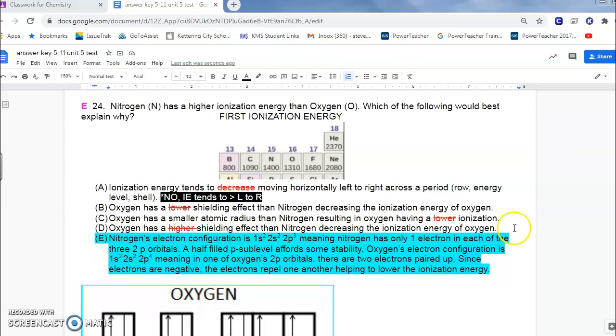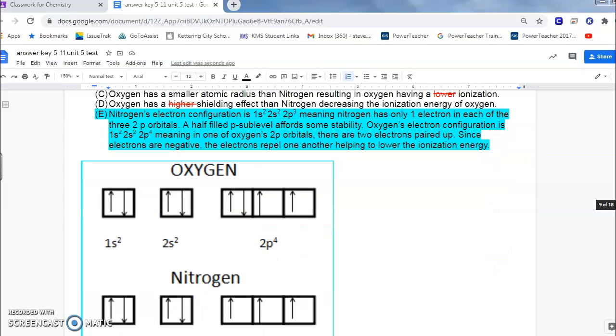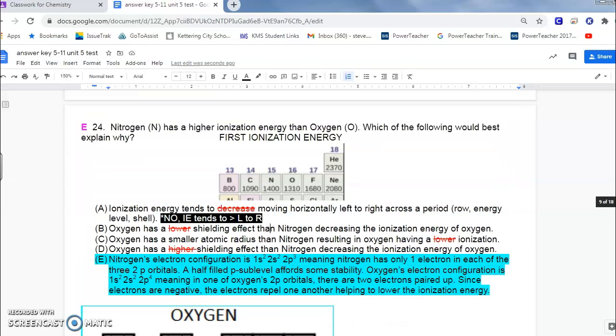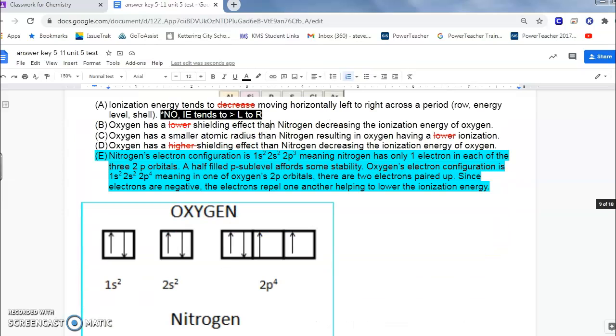Nitrogen's electron configuration is 1s2, 2s2, 2p3. Well, let's look. Here's nitrogen right here, 1s2, 2s2, 2p3. Here's oxygen right here, 1s2, 2s2, 2p4. So what do these configurations mean?